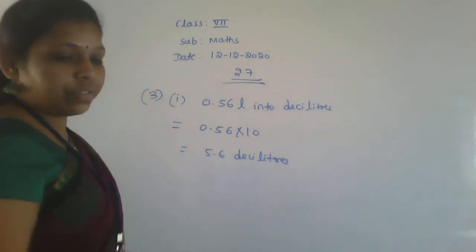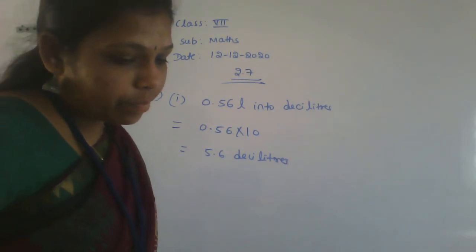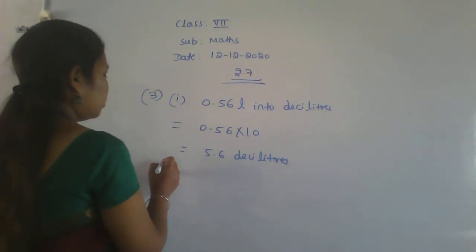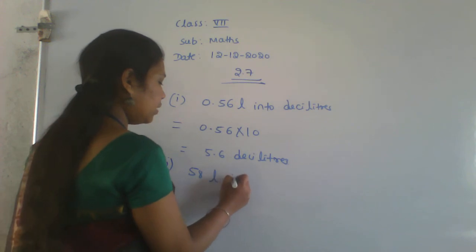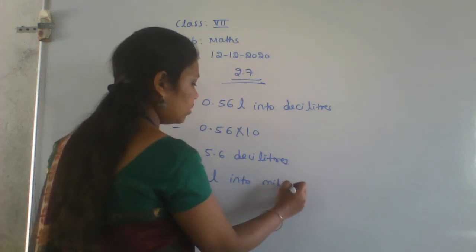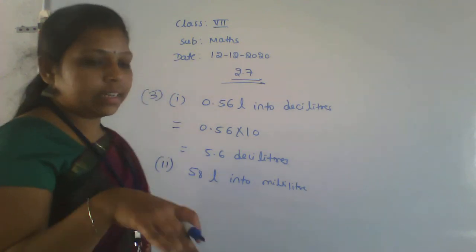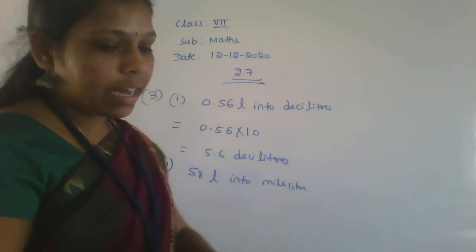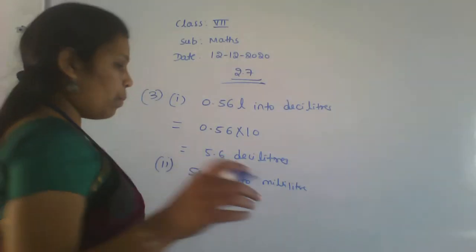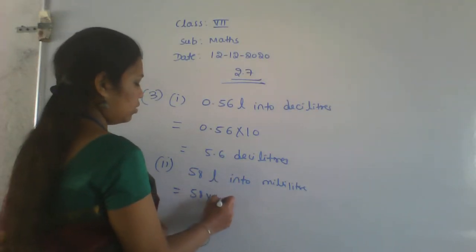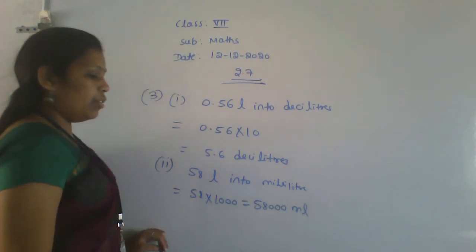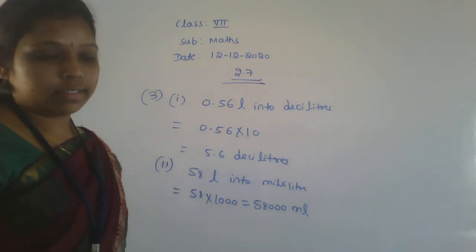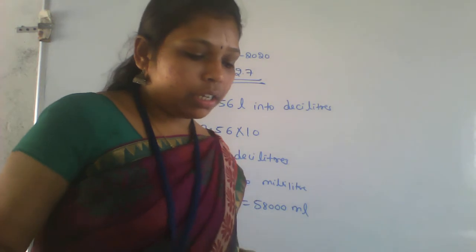Okay. Next one, the second one. 58 liters into milliliters. Liter is a base unit. Base to milli, how many are there? 1, 2, 3. Count. So multiply by 1000. That is equal to 58,000 milliliters. That is the answer. Okay. We finished the third main also.